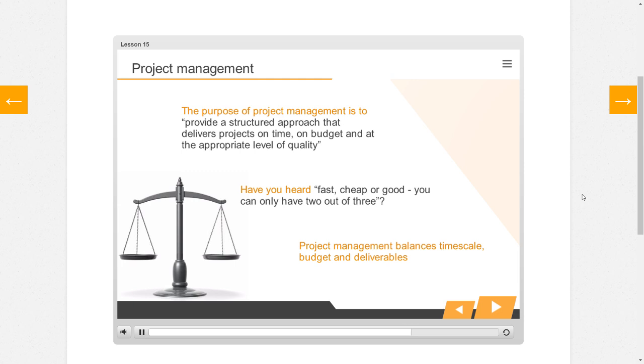Project management is about balancing the timescale, the budget, and the deliverables to meet the customer's desired outcome. Read the project management section of the process guides. How much of this is familiar to you?